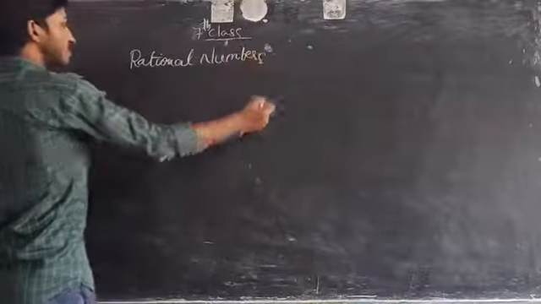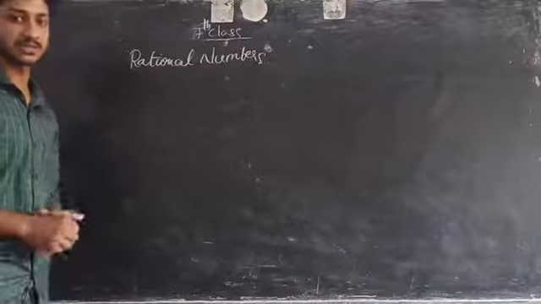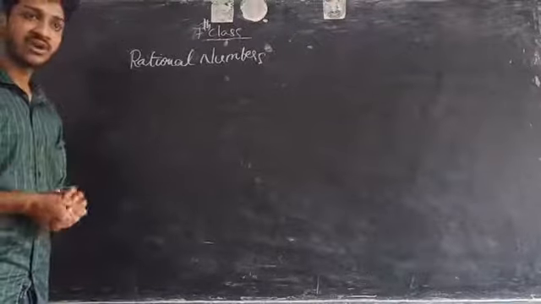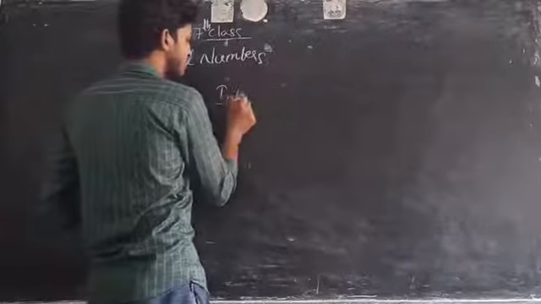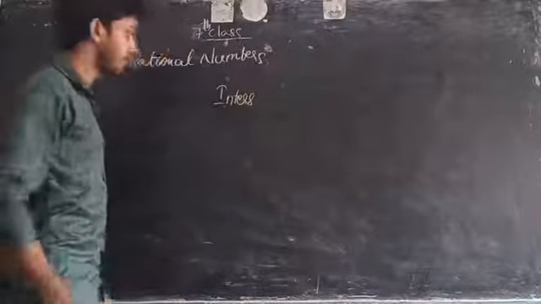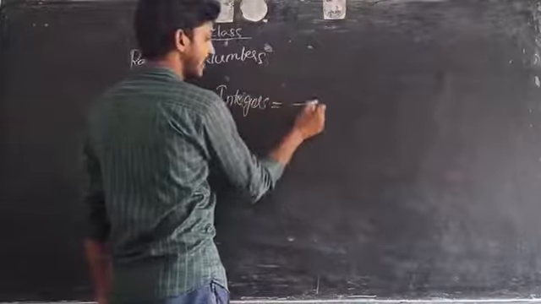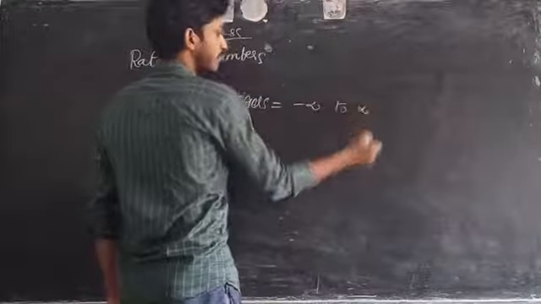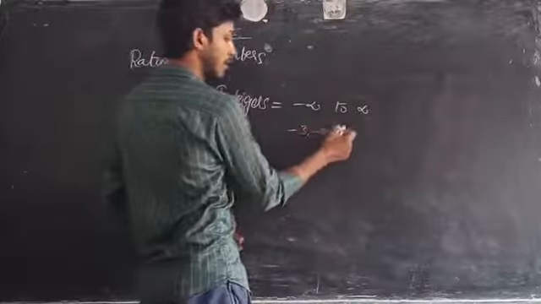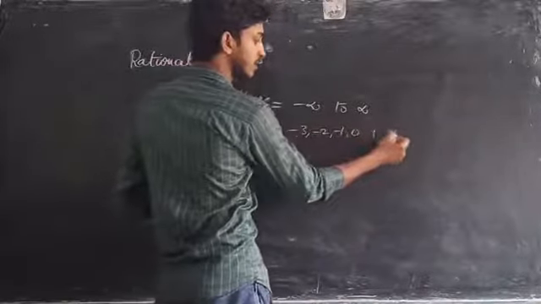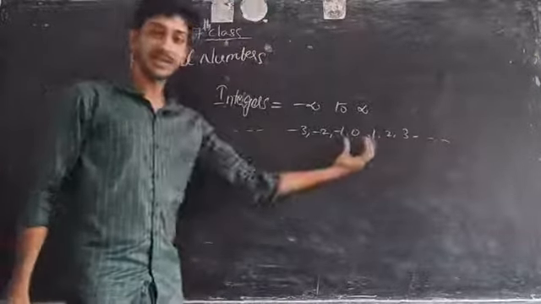Before starting rational numbers, we have to discuss what positive fraction numbers and negative fraction numbers are. Children, we already know what integers are. Integers means the numbers from minus infinity to infinity. It contains both negative numbers and positive numbers. So the middle number is 0.